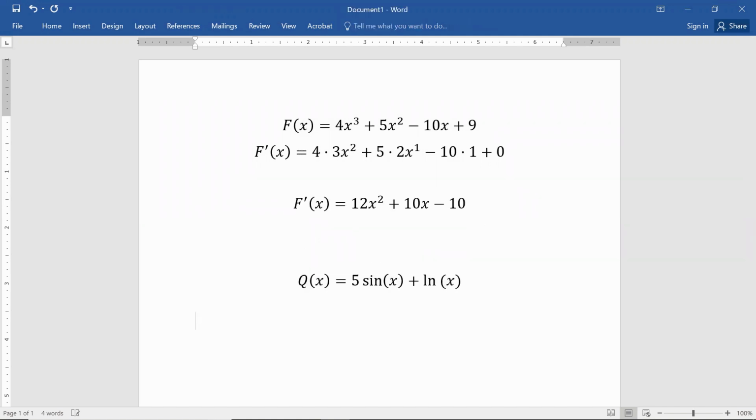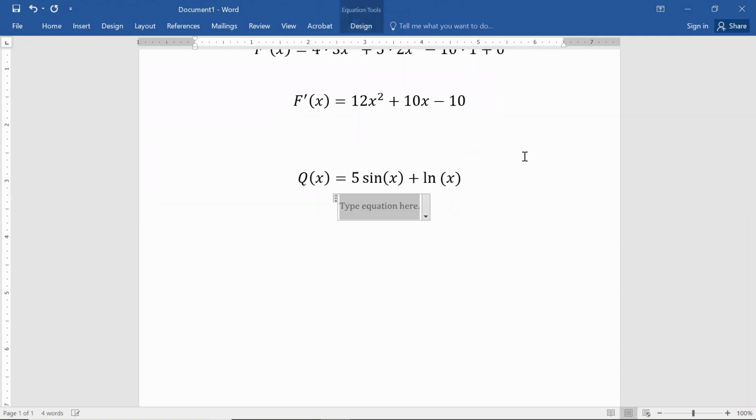Now, how about Q of x? We take the derivative of sine. Well, 5 times the derivative of sine is going to be 5 times cosine of x. In essence, the constant just stayed in front. The derivative of natural log of x is 1 over x. And that's the entire problem. The derivative of Q is equal to 5 cosine x plus 1 over x.